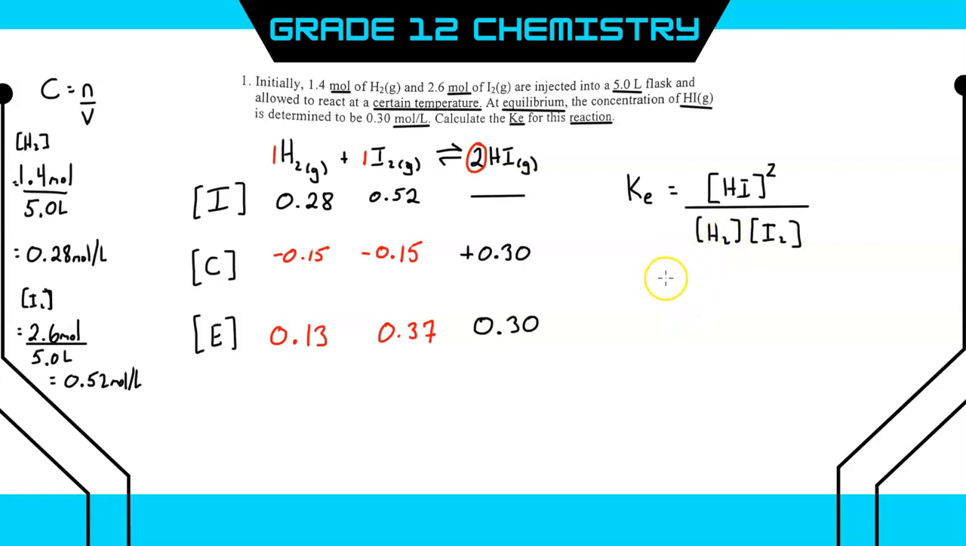And we know all these equilibrium concentrations, so let's just plug them in and figure out what our constant is. The first one is 0.3, and don't forget to square. And then we have 0.13 times 0.37. So we get, therefore, our equilibrium constant to be 1.9.